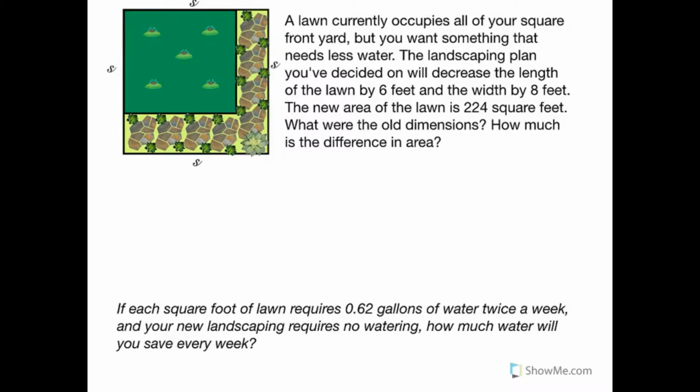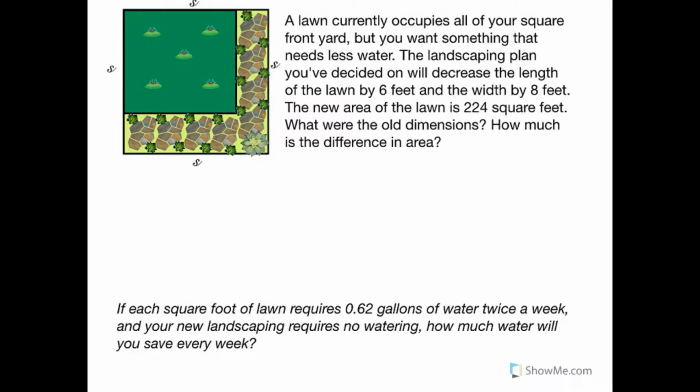A lawn currently occupies all of your square front yard, but you want something that needs less water. The landscaping plan you've decided on will decrease the length of the lawn by 6 feet and the width by 8 feet. The new area of the lawn is 224 square feet. What were the old dimensions? How much is the difference in area?